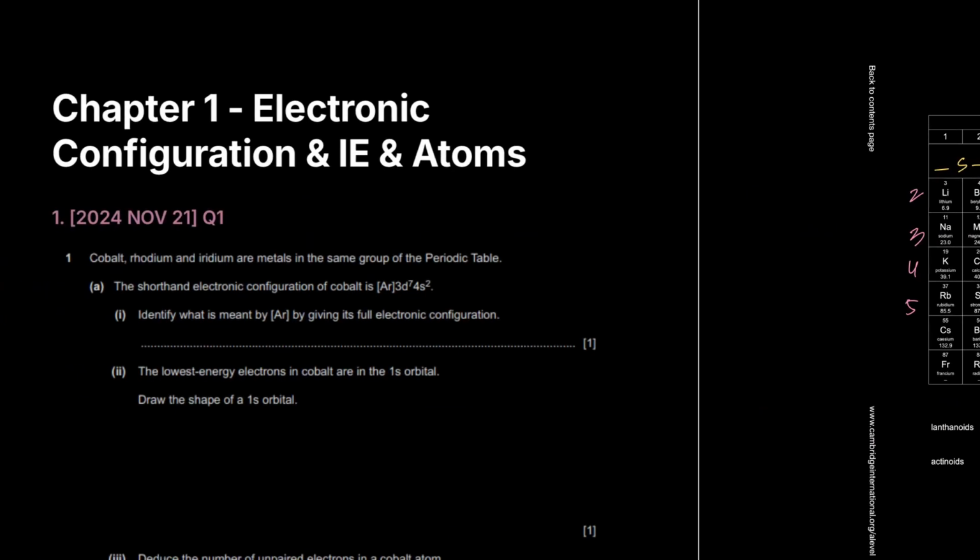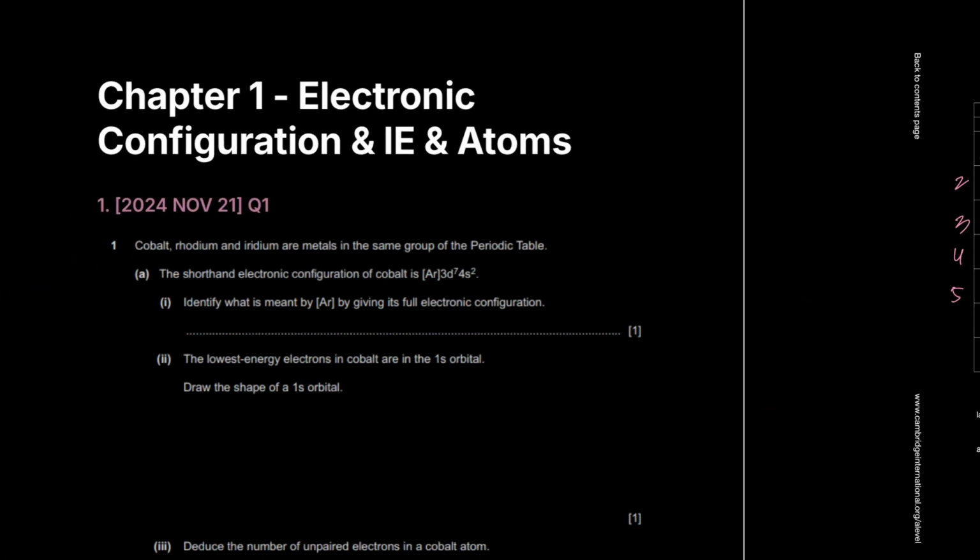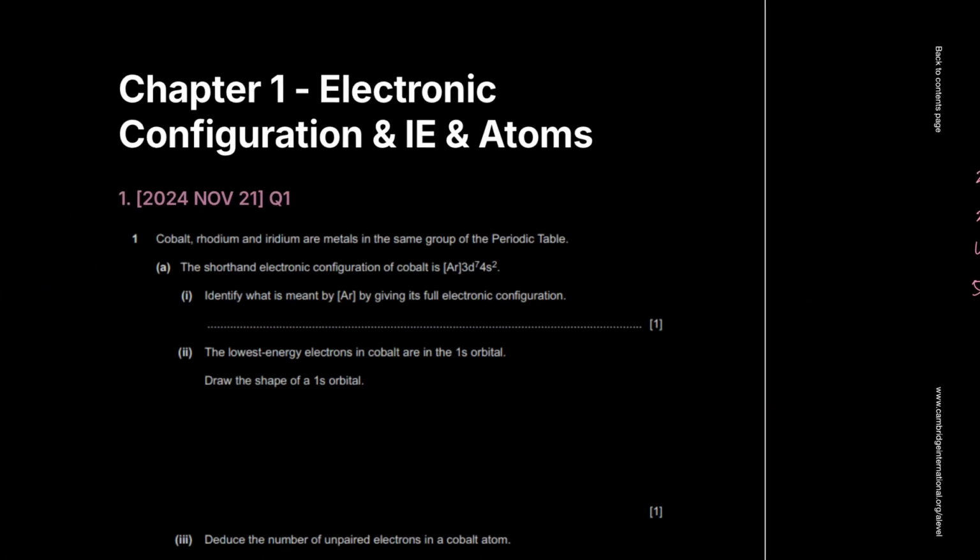Now, it says the shorthand electronic configuration of cobalt is argon 3d7 4s2. There are a couple of things that you need to know conceptually and theoretically before solving this question, right? And even if it's not tested here, you should know this. Firstly, you need to know that the 4s is filled before the 3d. Why is the 4s filled before the 3d? Because the 4s is at a lower energy level compared to the 3d.